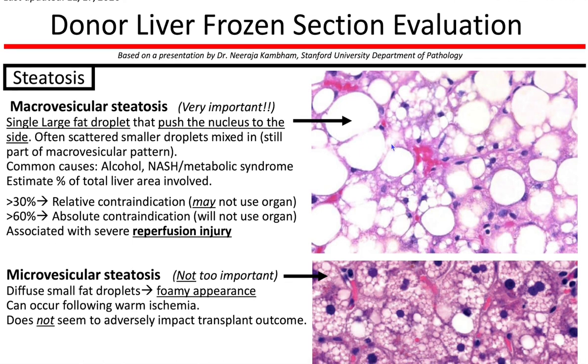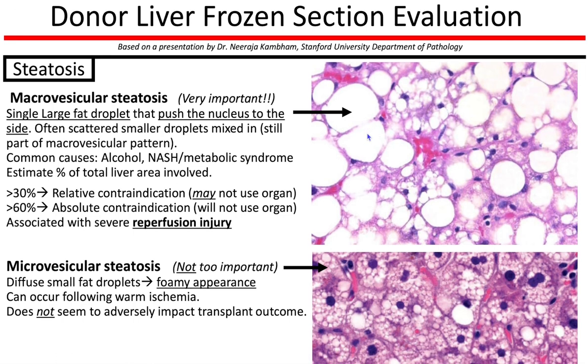So we look for steatosis. There are two types of steatosis: macrovesicular and microvesicular. Macrovesicular is more clinically important. Histologically, you'll have single large fat droplets that have the nucleus pushed to the side, with often smaller droplets mixed in. Causes include alcohol, MASH, and metabolic syndrome, and you want to estimate the percent of total liver area involved, because if it's greater than 30%, that's a relative contraindication and they may not use the organ.